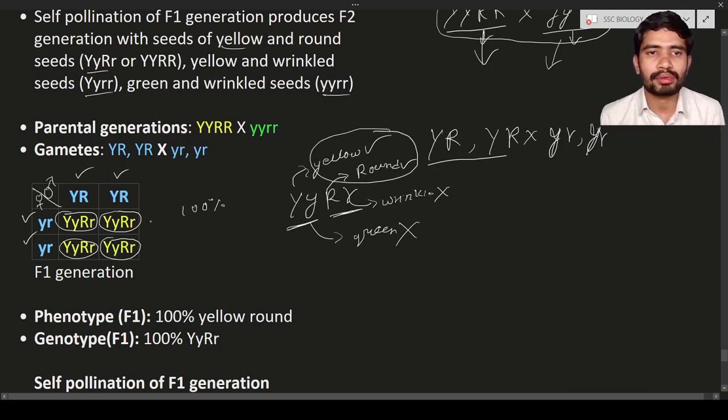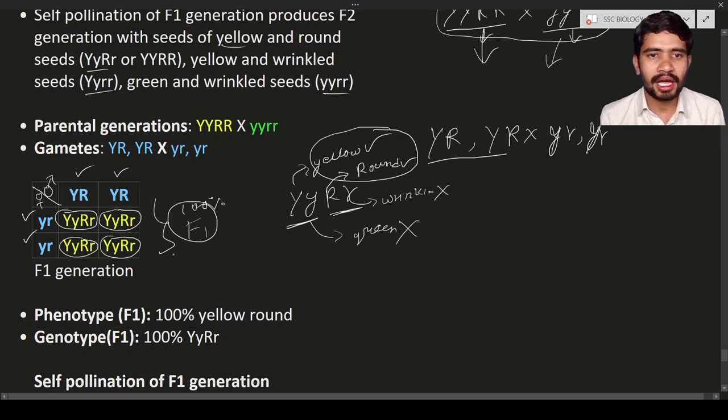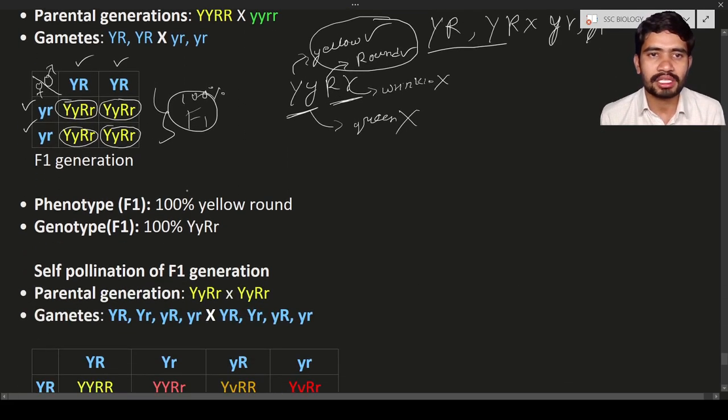It means all the progeny, the F1 progeny, will have capital Y, capital R, small r, every individual having the same combination. So all seeds in the F1 generation are yellow and round only. The phenotypic ratio is 100% yellow round, and the genotypic ratio is 100% capital Y, capital R, small r.